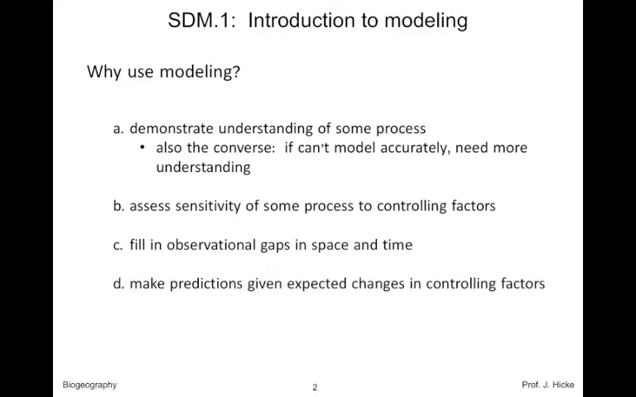And lastly, we can make predictions given expected changes in controlling factors. So that's similar to B. B is more related to basic understanding of, for instance, the controls of the environment, such as habitat or climate. Whereas D is really if we do want to predict what will happen to a species range given climate change. We can do that with a model, or a species range given that its food resources are moving around or disappearing or being eliminated by human activities, that sort of thing. So making predictions is important.